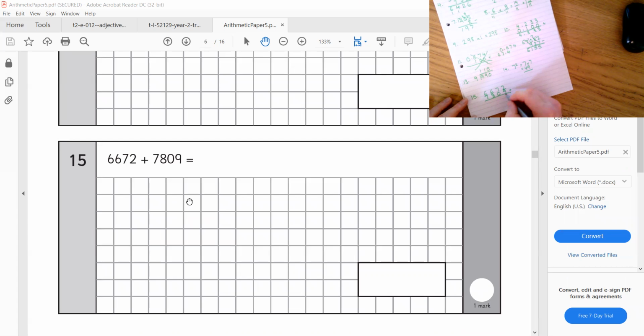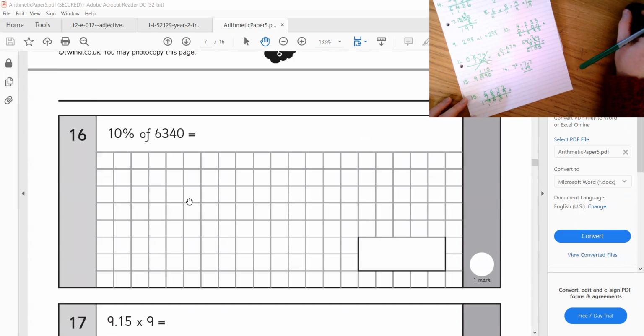Adding them together. 9 add 2, 9, 10, 11. 7 add the 1, 8. 12, 13, 14. And then 14 there. So 14,481 is what you should have got.